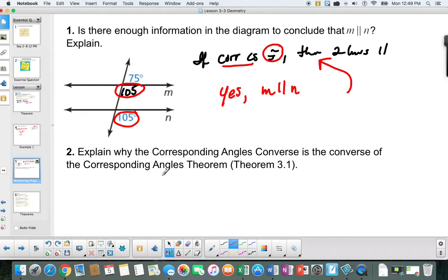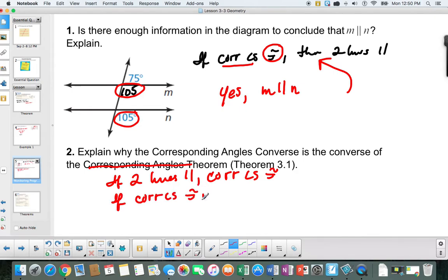Explain why the corresponding angles converse is the converse of the corresponding angles theorem. So remember, the corresponding angles theorem goes like this: if two lines are parallel, then corresponding angles are congruent. And the converse goes like this: if corresponding angles are congruent, then the two lines are parallel. We call them converses because we've switched the hypothesis and the conclusion.